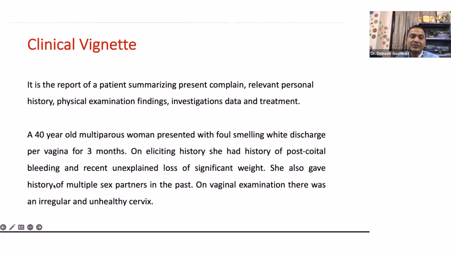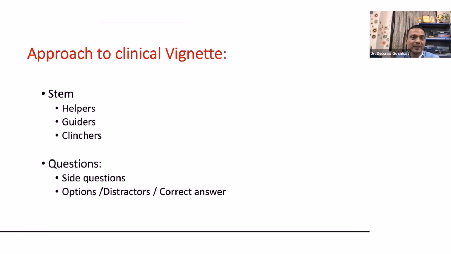She also gave history of multiple sex partners in the past. So many things have been put into it. Okay. And on vaginal examination, there was an irregular and unhealthy cervix. Okay. So this is how a clinical scenario would look like. And I hope you have made out what is the answer to this question. We will be approaching the same question through different ways in the subsequent slides.